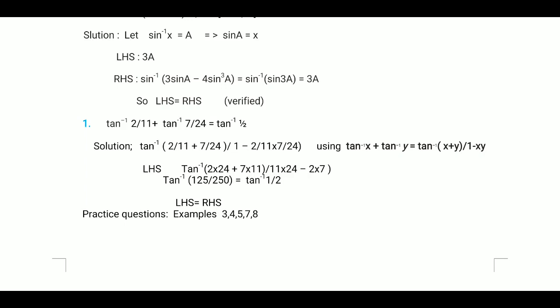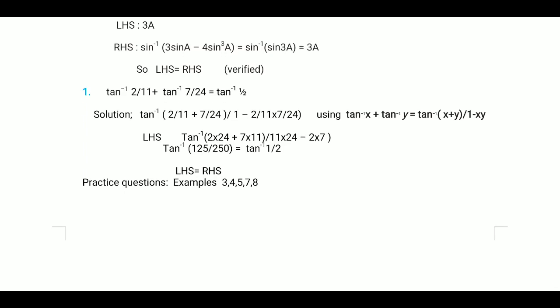Now you have to practice examples before your exercise, that is example number 3, 4, 5, 7 and 8.